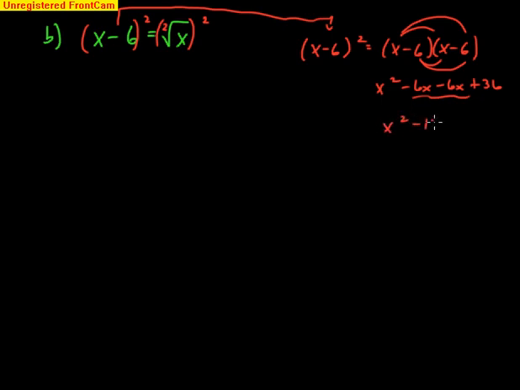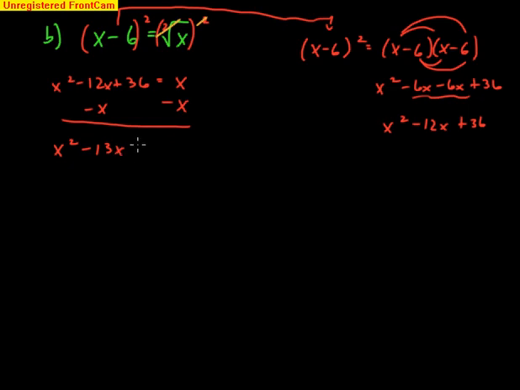X squared minus 12x plus 36. That's what goes on the left side here. On the right side, the square root and the squared cancel, and there's your x. Now, when you have all these x's, move everything to one side. X squared minus 13x plus 36 equals 0. These cancel. And now we have our quadratic where we can create our 2 sets of parentheses.